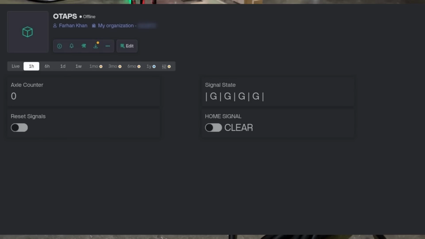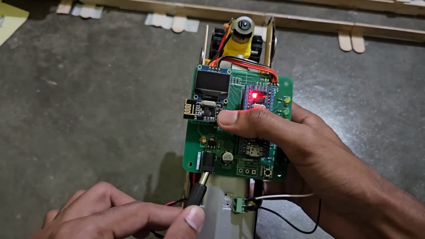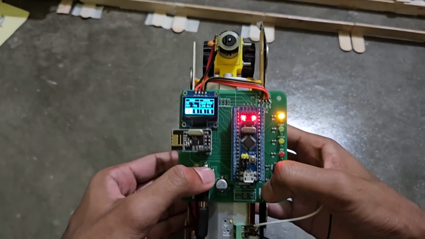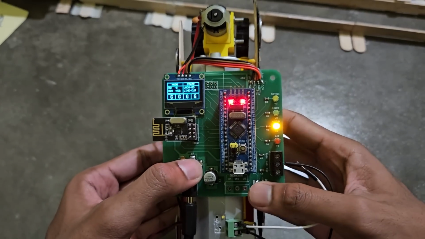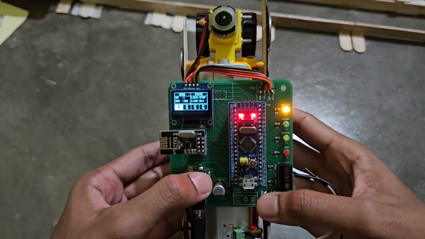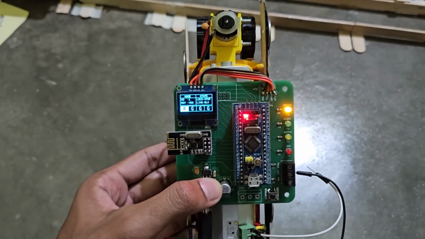The web dashboard contains information regarding the signal state, number of axles, as well as it allows changing the signal state. This is the locomotive unit, which is fitted on the locomotive. It performs 3 operations: slowing the train when approaching a yellow signal, applying the brakes when approaching a red signal, and applying the brakes when 2 trains end up on the same track and are moving towards each other.